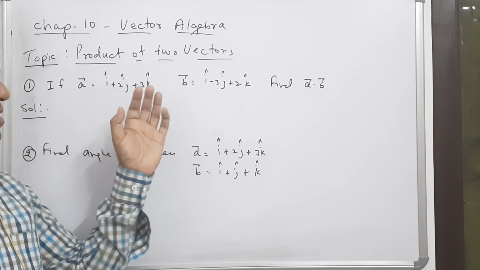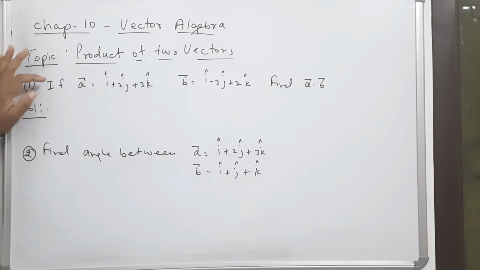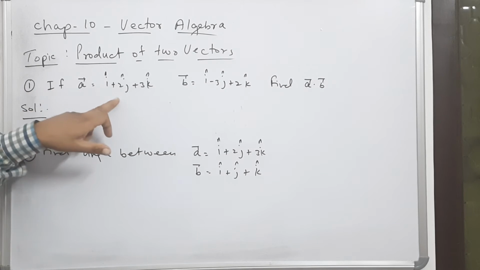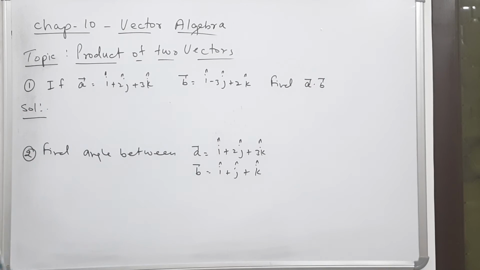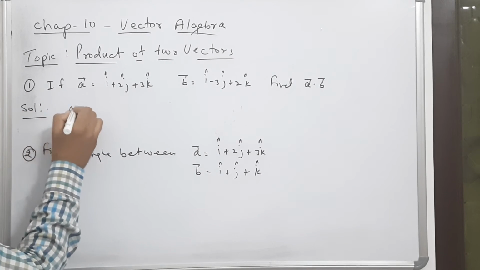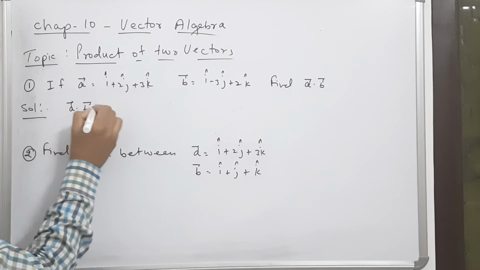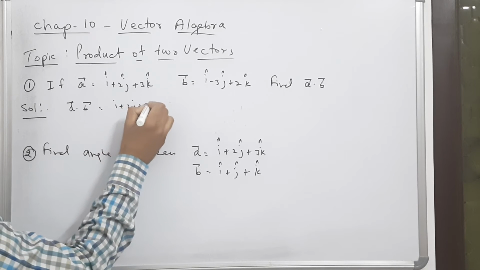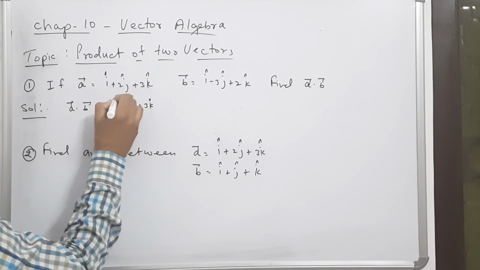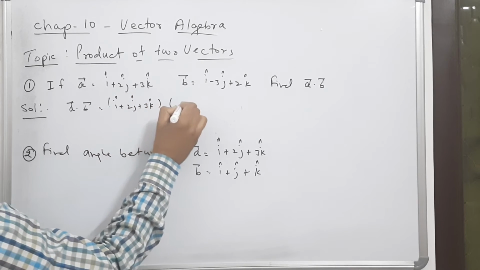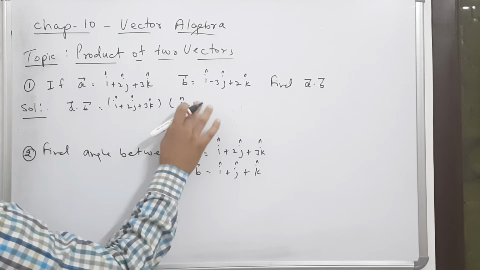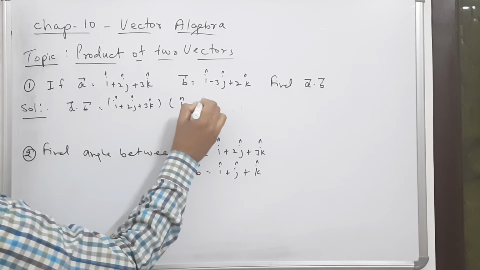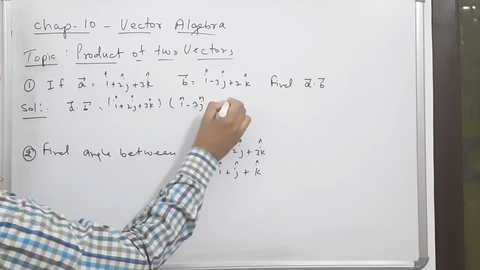All of you see the problems related to the product of two vectors, that is basically the dot product. If A is this and B is this, find A dot B. So the answer is A dot B equals (i cap plus 2j cap plus 3k cap) into (i cap minus 3j cap plus 2k cap).